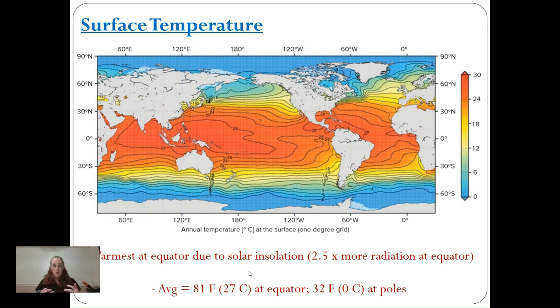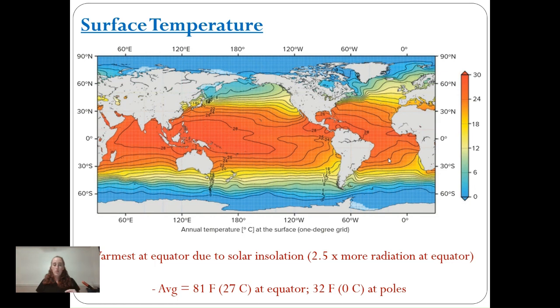All right, if we look at temperature, on this map of temperature, the warmest temperatures in the ocean are going to be right at the equator. The sun hits the equator most directly, so it's going to heat it up the most. If you're north or south of the equator, it is colder because the sun does not hit those areas most directly.